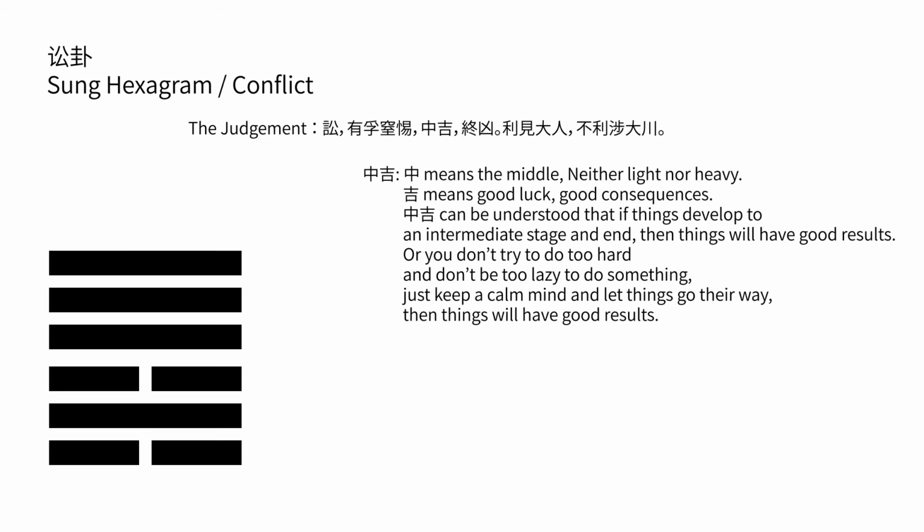中吉, 中 means the middle, neither light nor heavy. 吉 means good luck, good consequences. 中吉 can be understood that if things developed to an intermediate stage and end, then things will have good results. Or you don't try too hard and don't be too lazy to do something. Just keep a calm mind and let things go their way. Then things will have good results.